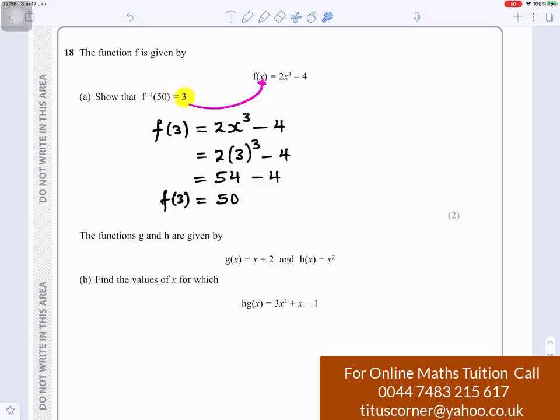The functions g and h are given by g of x is x plus 2 and h of x is x squared. Find the values of x for which hg of x is equal to 3x squared plus x minus 1.